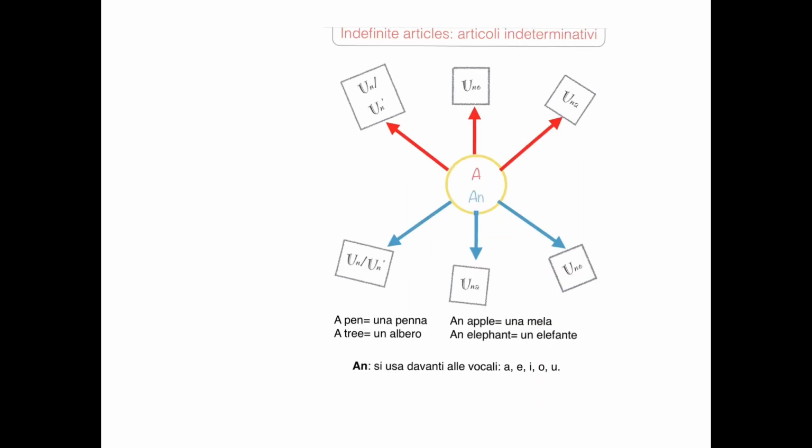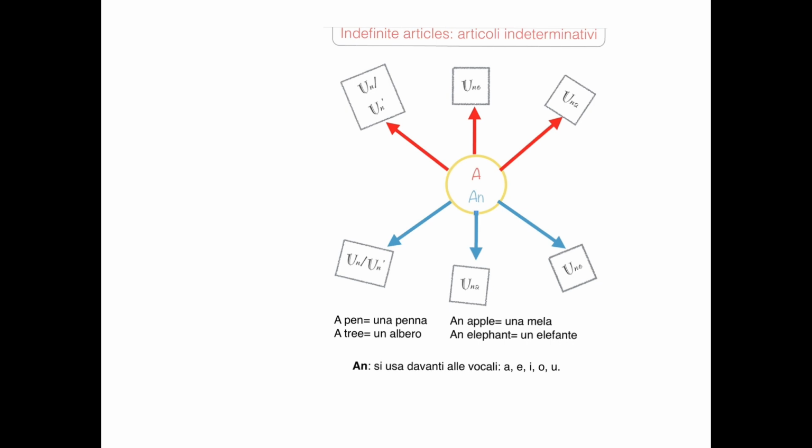In English, we have a and an as indefinite articles. They have the same meaning, but we use them differently. We use a before consonants. We use an before vowels.